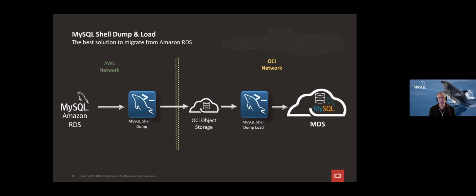But this requires creating a network link between the two clouds. Or an easier way is just to use the Oracle Cloud object storage, similar to S3, and you can use that to push your dump from RDS to the Oracle Cloud Object Store. Then on a compute node running in Oracle Cloud, you can load that dump file data into the MDS, and you'll see that it's pretty optimized, as we'll see in the coming slides.